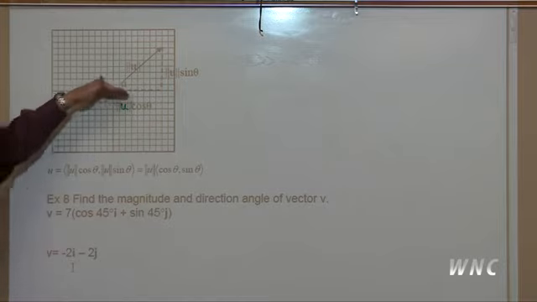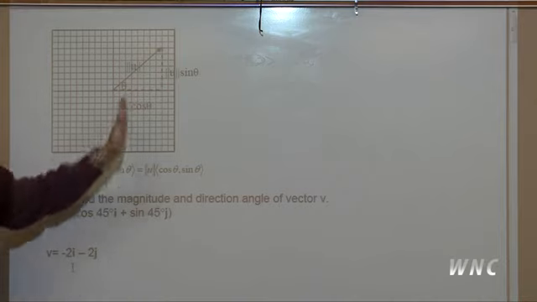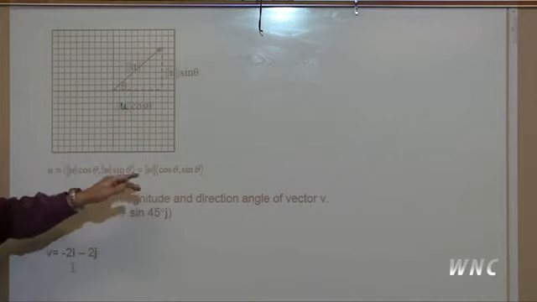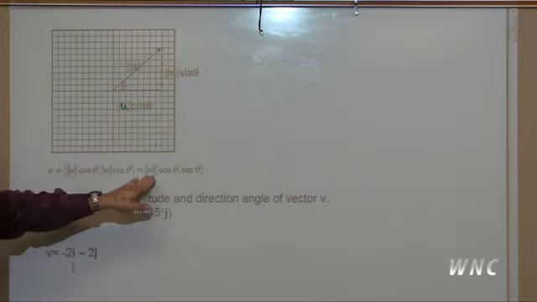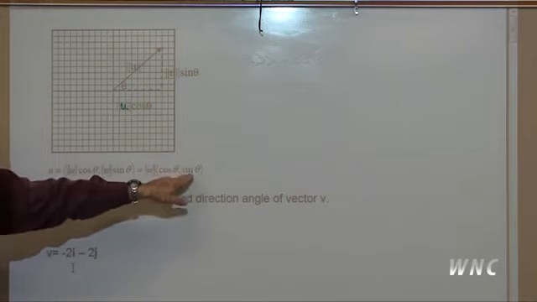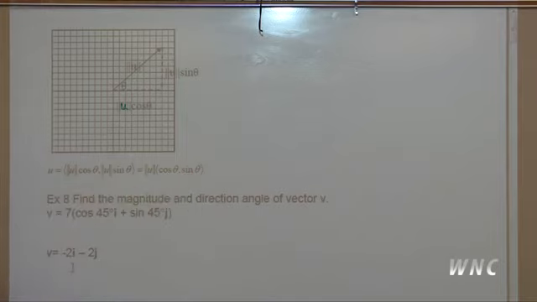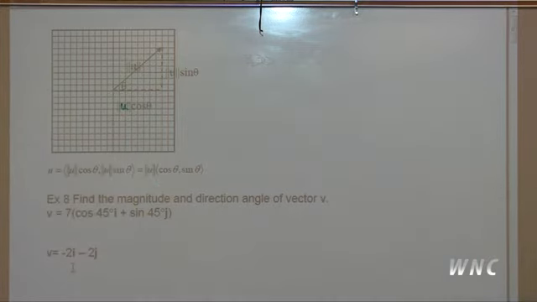So the horizontal part would be the magnitude of u times cosine theta, and the vertical part is the magnitude of u times sine theta. So you can write a vector in terms of its magnitude times, for the horizontal part, cosine theta, and the vertical part, sine theta. So for example 8 here, find the magnitude and direction angle of vector v.